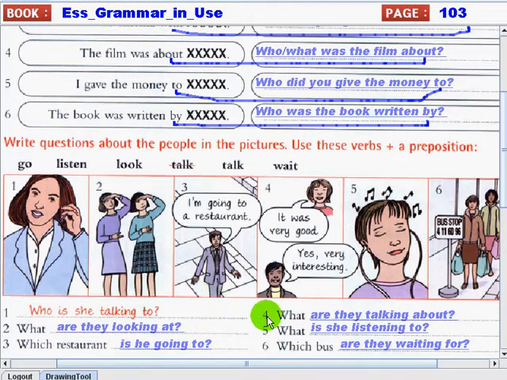Fourth, what are they talking about? If you want to know what these people are talking about, then ask this question. And fifth, what is she listening to? What kind of music is she listening to? And sixth, which bus are they waiting for? Alright? So, do you have all these answers, same answers like on this page?